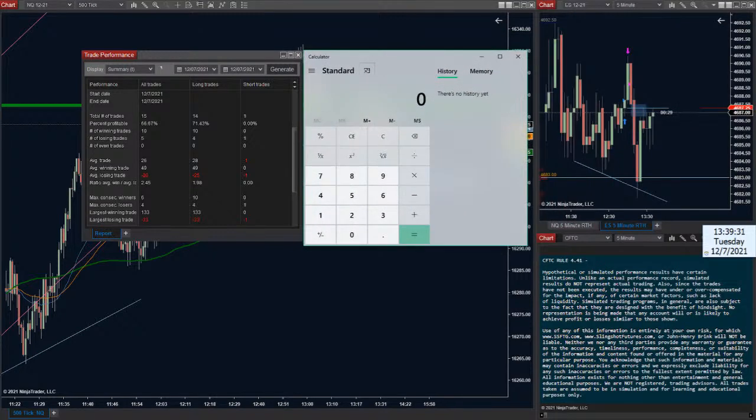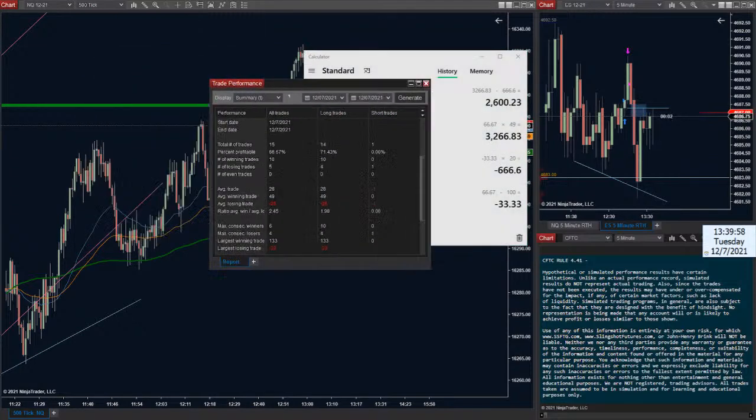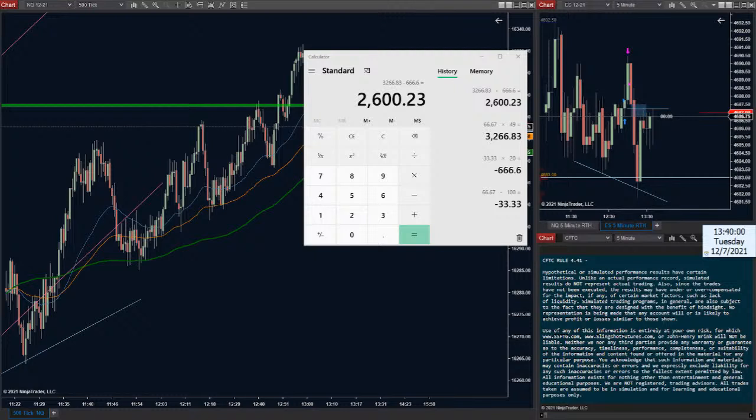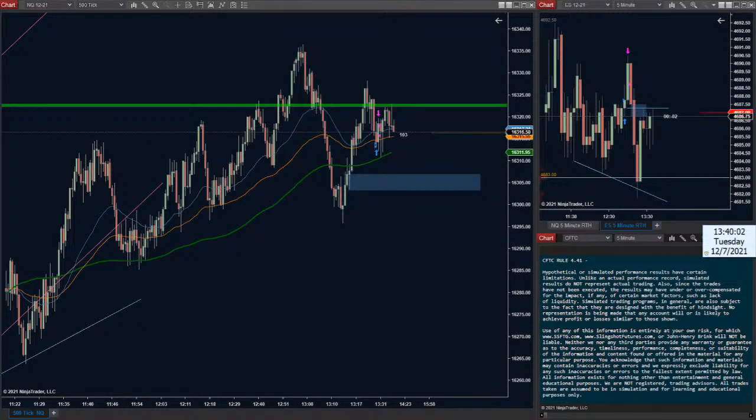We had a total of 15 trades today, 66.67% accuracy on the winning side. That means that we were wrong 33.33% of the time. The average losing trade was 20 ticks. Times the average win, minus the difference, gives us a positive trader's math of 2,600. Really, really good day today as far as the trader's math is concerned. Largest winning trade, 133. Largest losing trade, 33. A 100 tick difference, a disparity between the two, is an incredible spot to be.